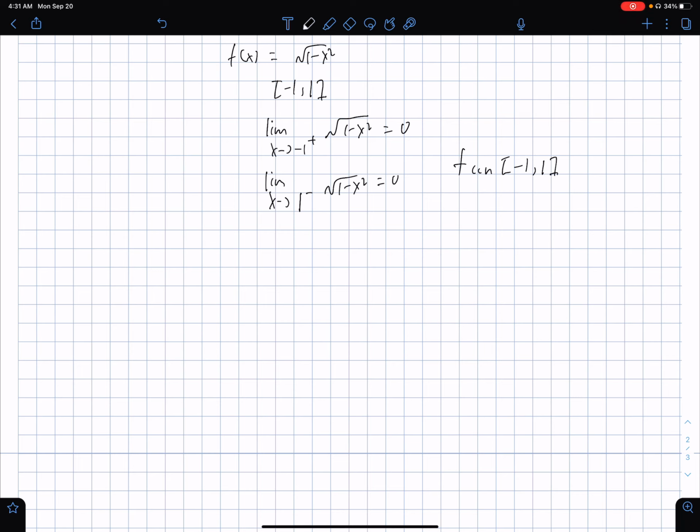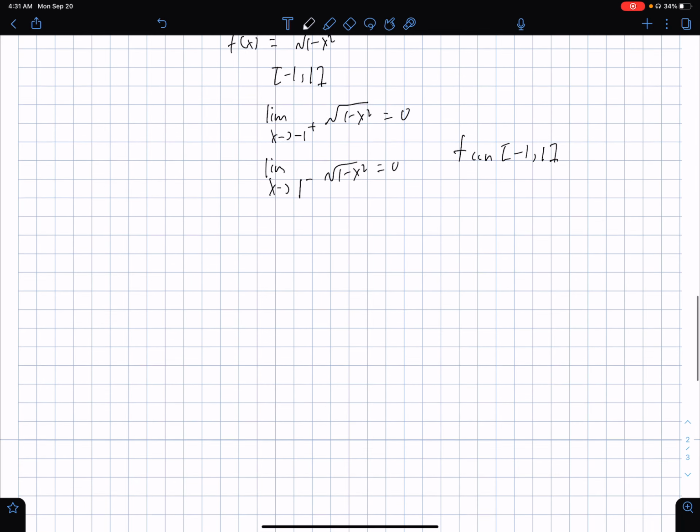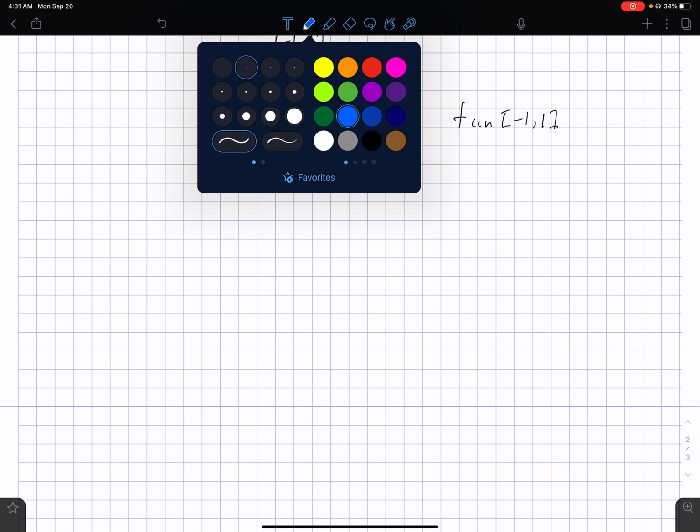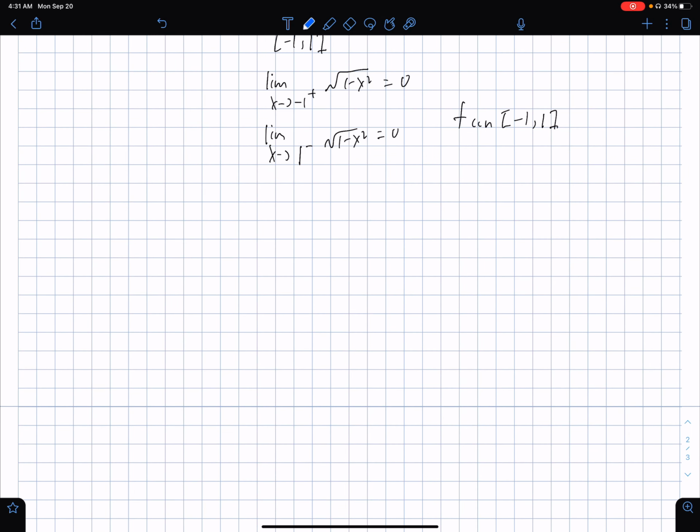Now, moving on to some of the properties of continuity and some of the common functions that are continuous. There are a couple, and I will list them here with appropriate examples. So, let's see.